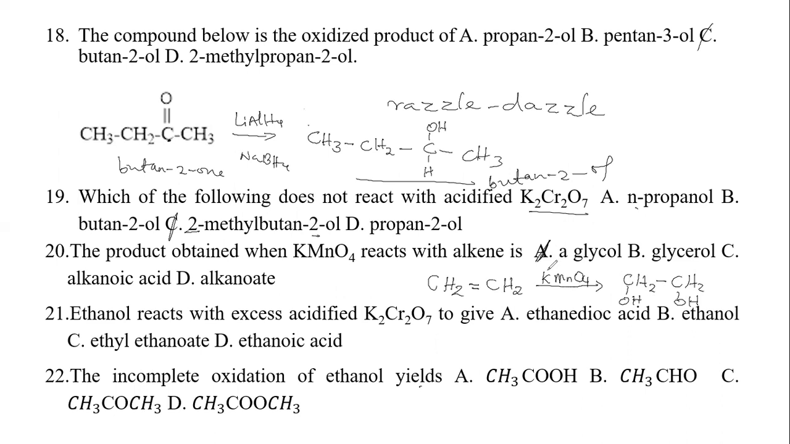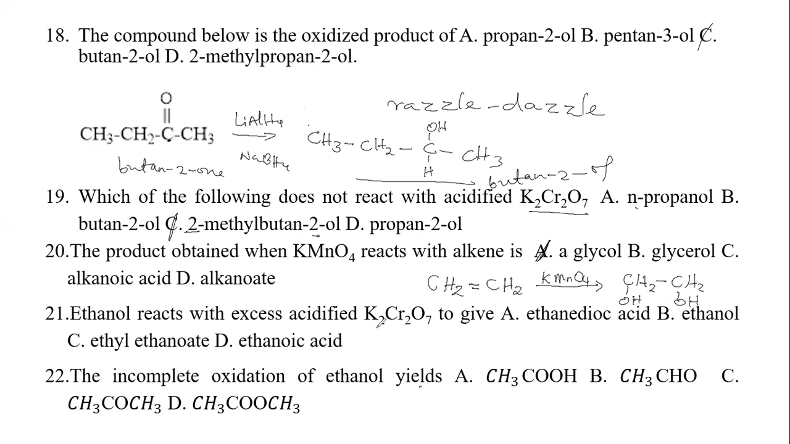Now, when you look at something like glycerol, glycerol is a byproduct from the saponification process. That one is a propane-1,2,3-triol. That is called a glycerol. So it's not the same thing as glycol. So option A is called diol.